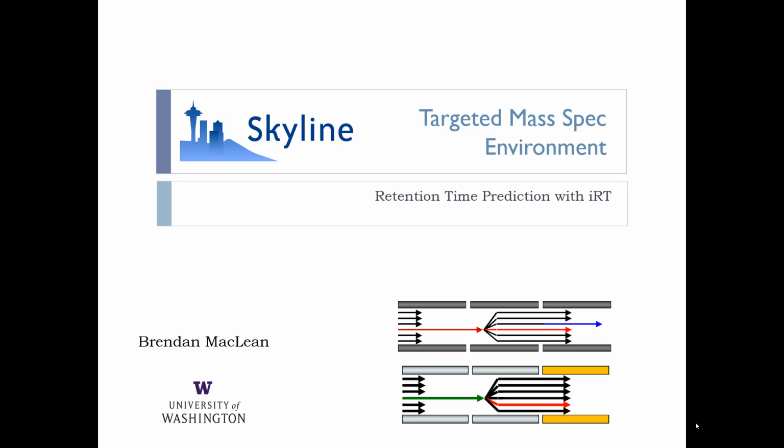But you can also just find endogenous peptides in your experiment, or if you're injecting stable isotope labeled standards, you can use those as well for your own peptides. They don't have to be one of these special IRT mixes.